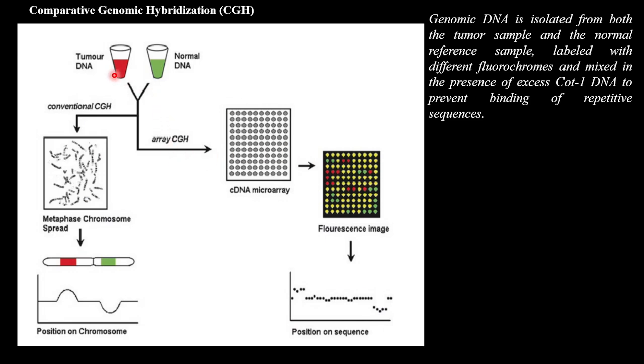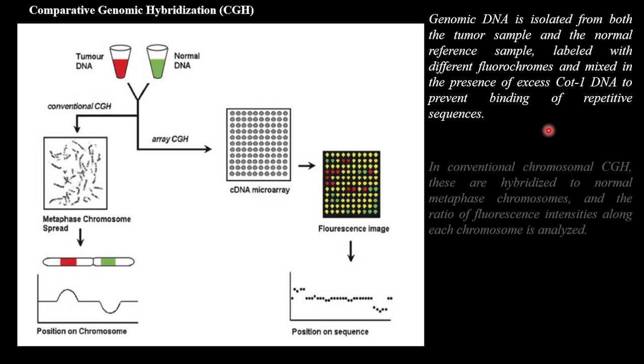So this is comparative genomic hybridization, to see whether the sample you have has any particular defect or not. In this, the genomic DNA is isolated from both the tumor samples and the normal samples, and then you label them with fluorochromes and mix them in the presence of excess Cot-1 DNA to prevent binding of repetitive sequences. So you are not getting the background signal. Otherwise, the probes will bind to the repetitive sequences and you will get the background signal.